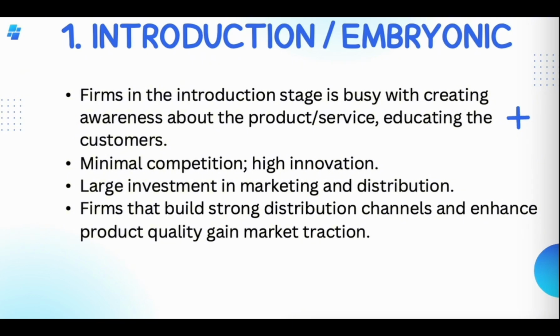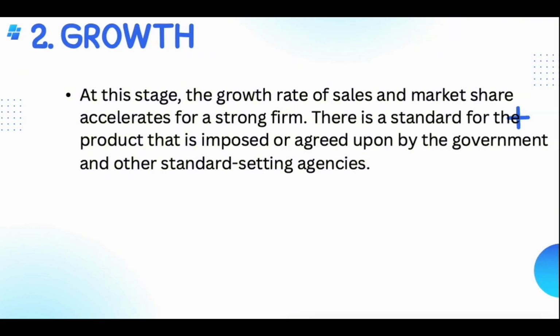Next stage is growth. So at this stage, the growth rate of sales and market share accelerates for a strong firm. So there is a standard for the product that is imposed or agreed upon by the government and other standard setting agencies. So the innovation process is looking for ways to make existing product better by creating better manufacturing processes, better delivery method, and more.